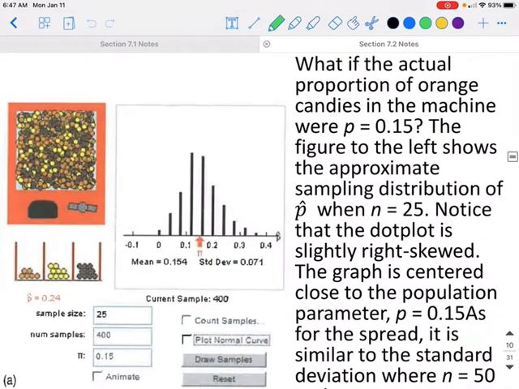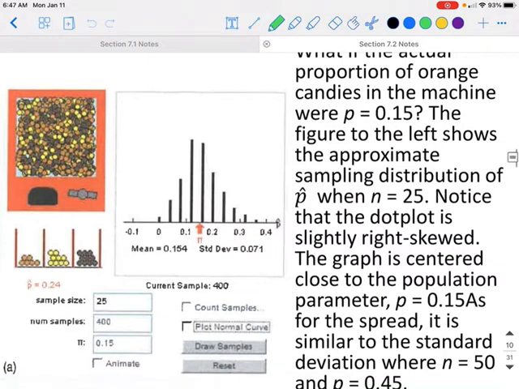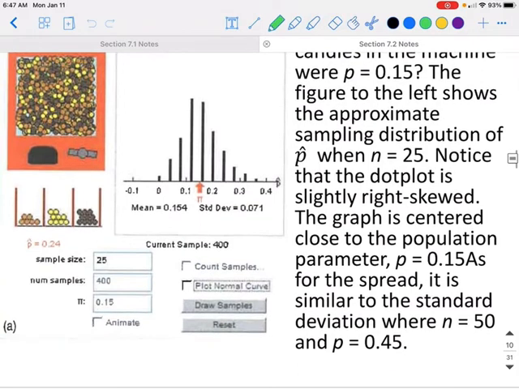What if the actual proportion of orange candies in the machine was 15%? The figure to the left shows the approximate sampling distribution of p hat when we take a sample size of 25. Notice that the dot plot is slightly skewed to the right. The graph is centered close to the population parameter of p equals 15%, and the spread is similar to the standard deviation when n is 50. Our standard deviation is 0.071.